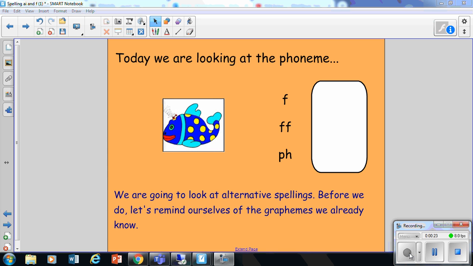Today we are looking at the f phoneme. There are three different graphemes that we already know. Let's look at the first one. We've got the single letter F. We've got the two letter Fs making the f sound, which you learnt in phase 2. And then you've got the graphemes P and H working together to make the f phoneme as well.